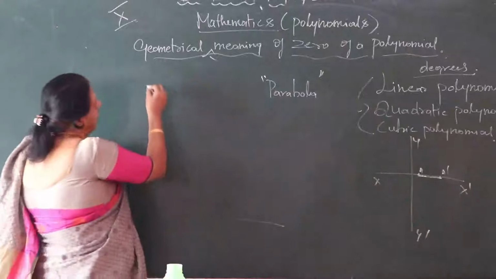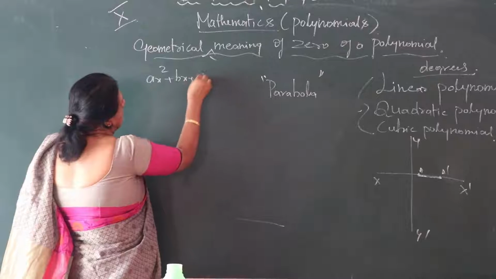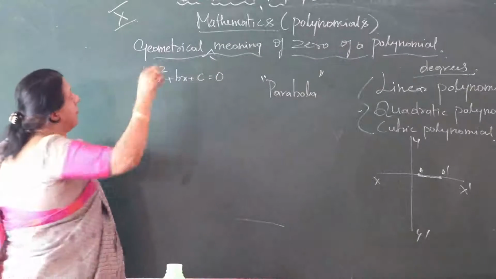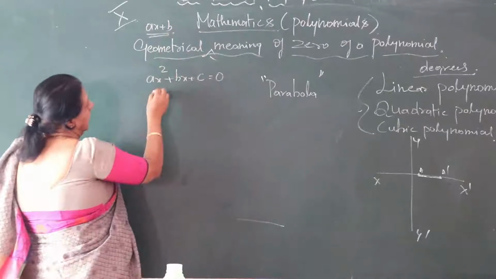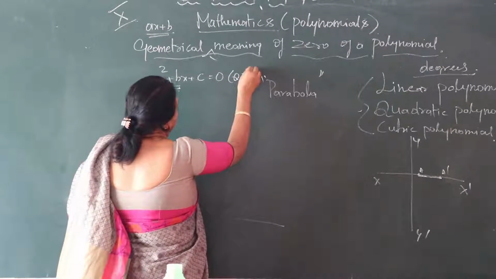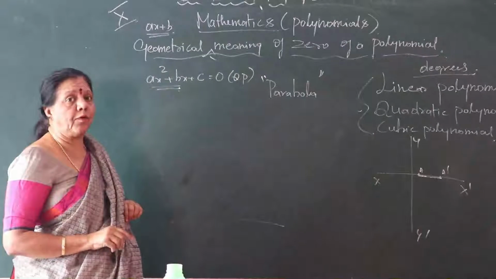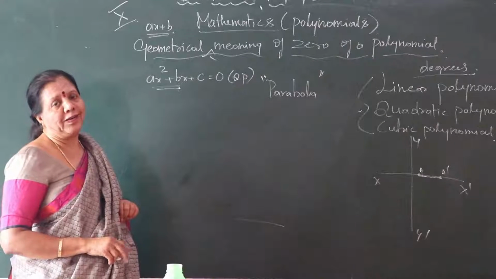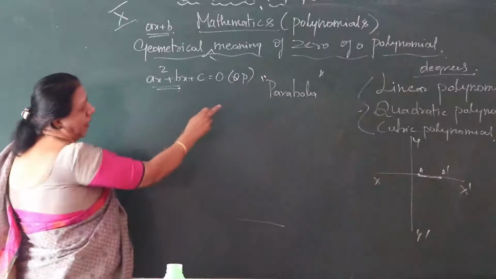That is the standard form: ax square plus bx plus c is equal to 0. Got it, children? In the previous, what did you get? Ax plus b. This is linear. This is quadratic polynomial. For another graph, here we are getting 2 points minimum. So that is a parabola.